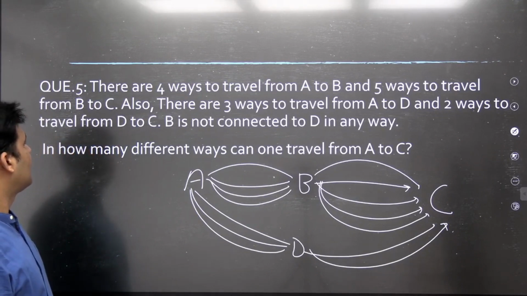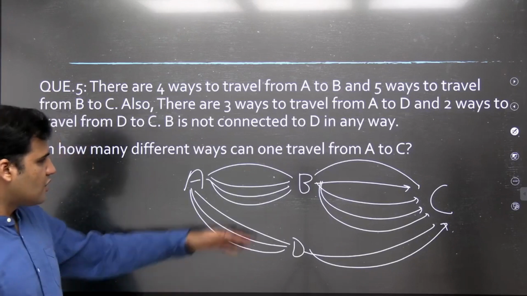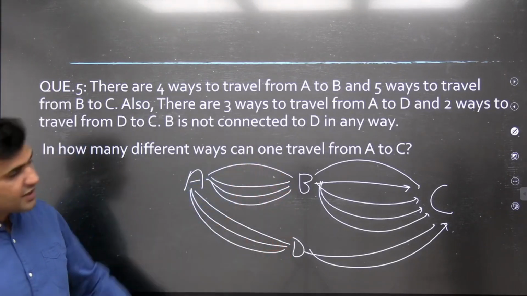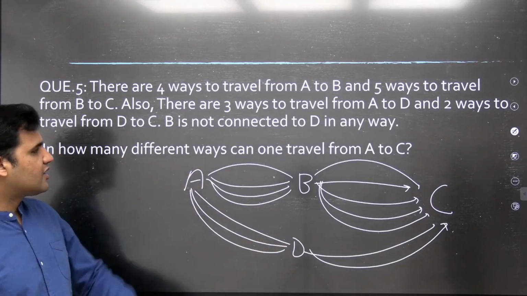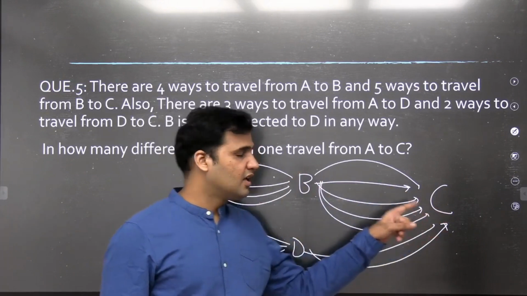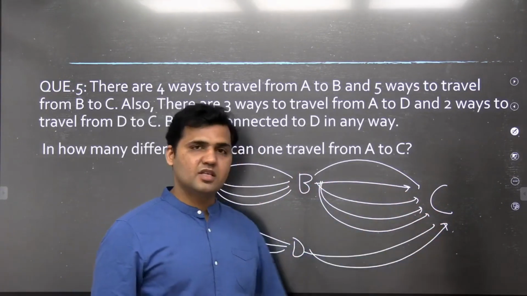Okay, B is not connected to D in any way. B और D का आपस में कोई connection नहीं है. So there is no road which is connecting location B and location D. Is it clear? In how many different ways one can travel from A to C? Now the rule of OR will play. See, मेरे को C जाना है ना, तो मैं A से B जाऊँ, B से C जाऊँ, या फिर A से D जाऊँ, D से C जाऊँ, right?